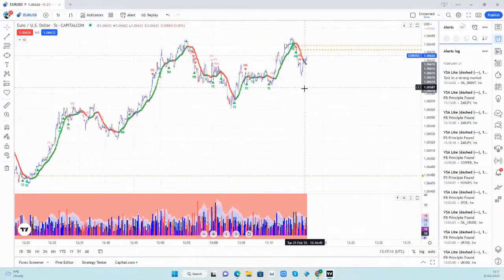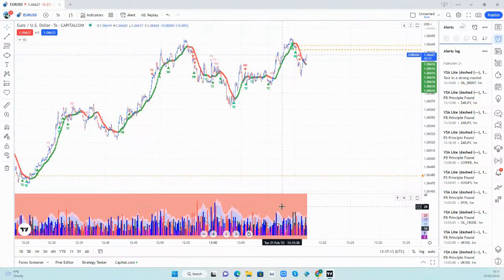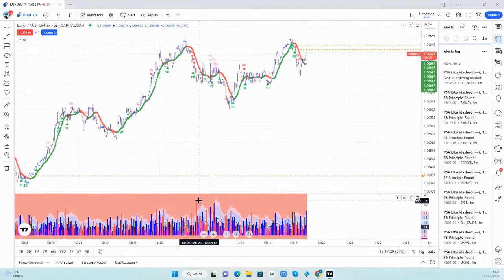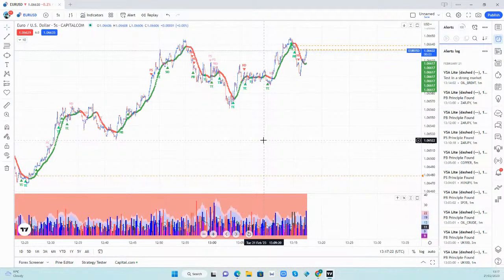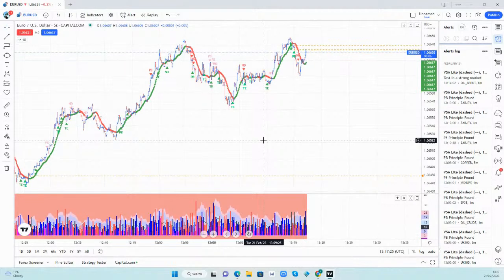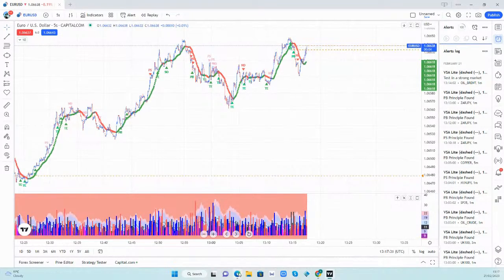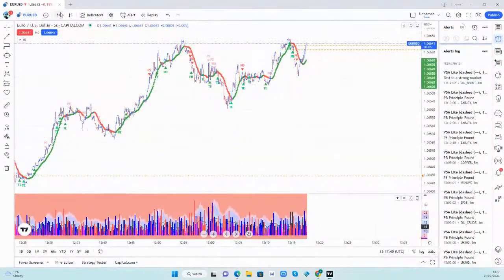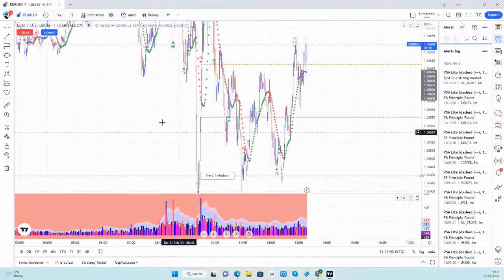So I want to see this continuing to get weakness. I want to see a lot of selling bars, not buying bars. At the moment, I'm seeing more buying bars than selling bars. So they're trying to keep the market up, because, as I said, the news is coming out in about 10, 12 minutes time. So we're going to be looking at the Canadian dollar as well. Let's actually do that now.